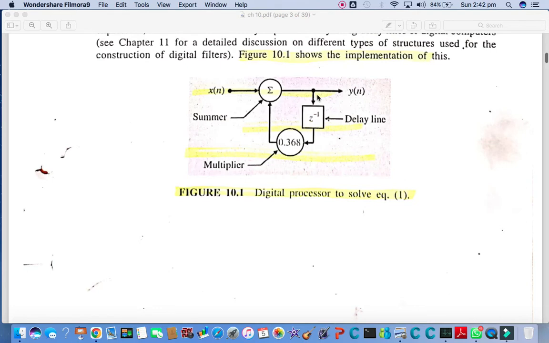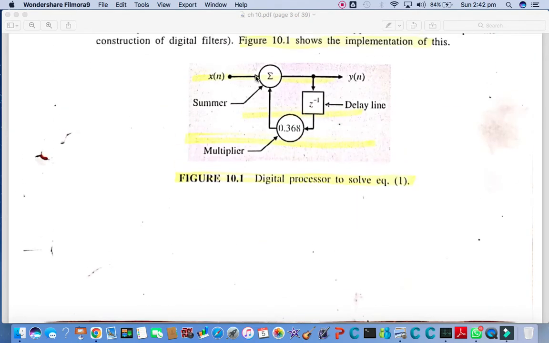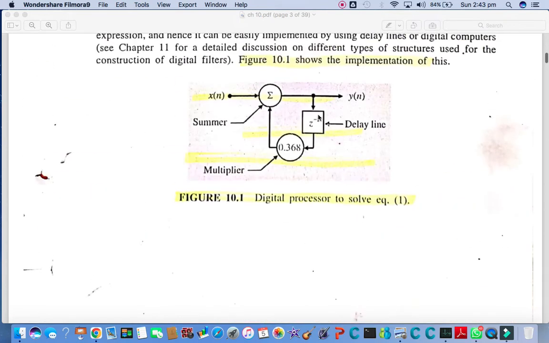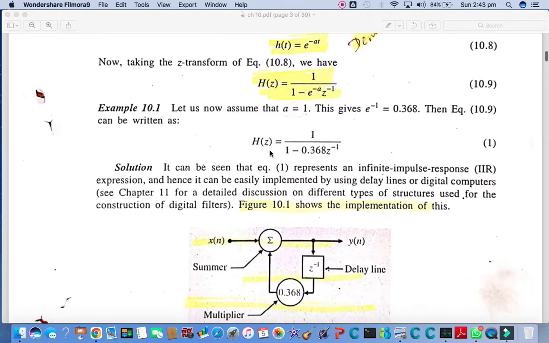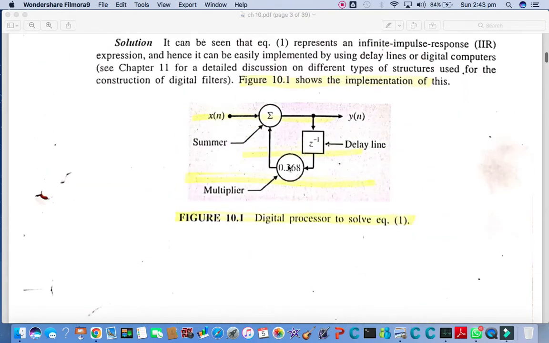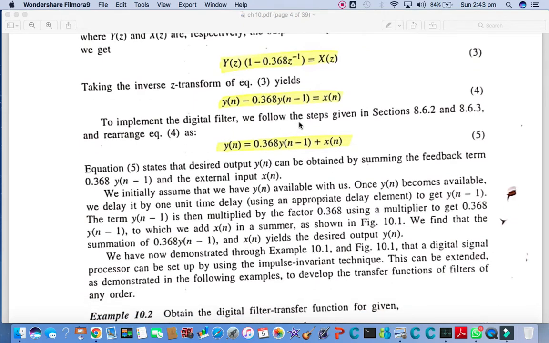In this diagram you can see that on the right hand side we have y(n), on the left hand side x(n), and a summation sign. The z^-1 indicates the delayed y(n-1), which is multiplied by a multiplier of 0.368 and summed in the summer along with the original input. So the behavior we see in the equation is replicated in the realization of the filter with the help of the z^-1 element and the summation element. This is how we do the realization: we follow some steps, get an equation and rearrange it, and then use the delay element, the multiplier, and the summation element to realize the equation of the IIR filter.